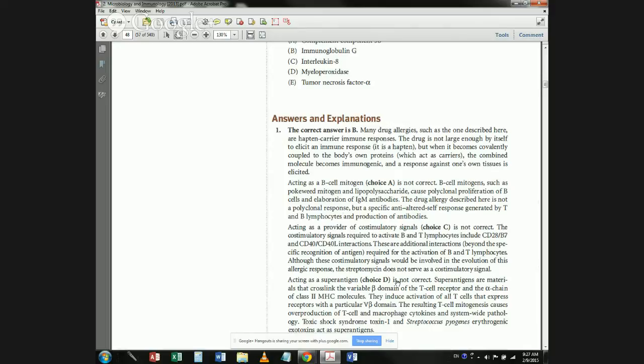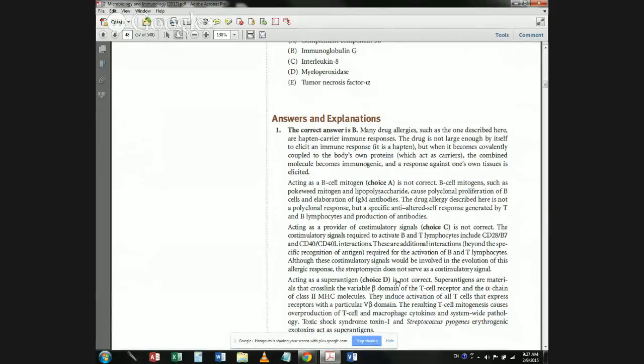Okay, so first of all, what is a B cell mitogen? Those are things like pokeweed mitogen and lipopolysaccharides. And what do they do, mitogens? They cause that B cell to keep reproducing itself over and over again so that you have one kind of IgM, one cell with a particular idiotype of IgM, lots of that in the blood, okay?